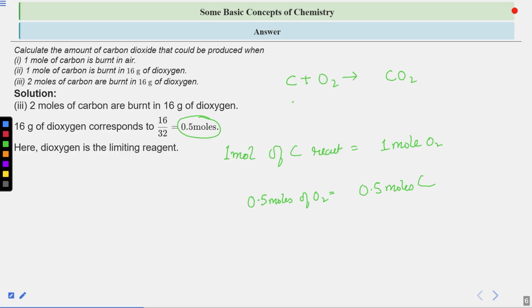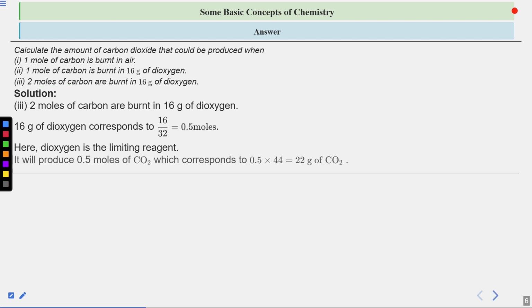But in the question, we have 2 moles of carbon. Means excess carbon is present. We need 0.5 moles, but we have excess. So what is present in less amount? It is dioxygen. It's very clear from here. Okay? Limiting means simply which is present in less amount. Again, if 0.5 mole of dioxygen will react, it will produce 0.5 mole of CO2.